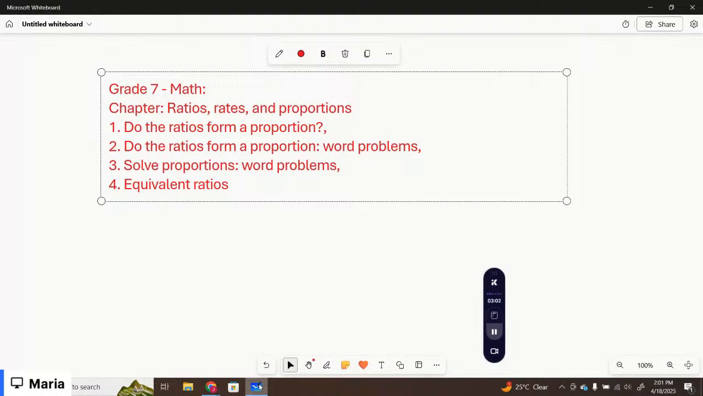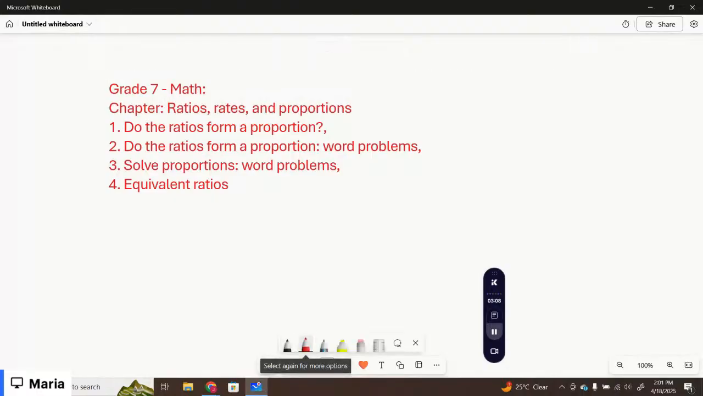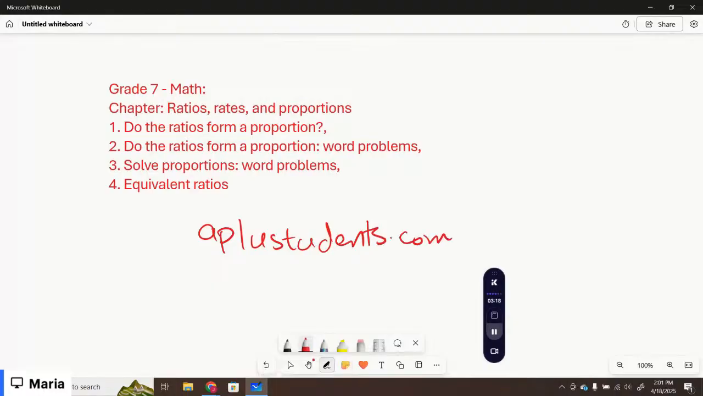You can find all the lessons on aplusstudents.com. You have to log in there using your email address and password provided by the administrator. Then you have to select math on the subject tab, scroll down to grade 7 math, and then click on view all. There you can find the rest of the chapters.